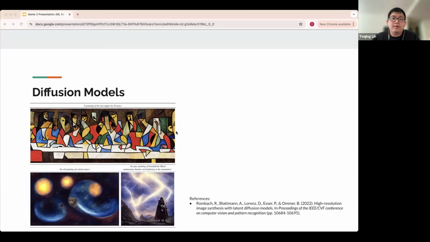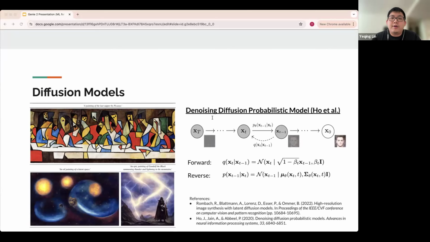And one of the popular diffusion constructions is the denoising diffusion probabilistic model that was proposed by Jonathan Ho. The key concept is to gradually add noise into samples from the data distribution until it's completely indistinguishable from a sample from the isotropic Gaussian. And at the sampling stage, we could then sample from the isotropic Gaussian distribution and gradually denoise it to generate samples from the data distribution.